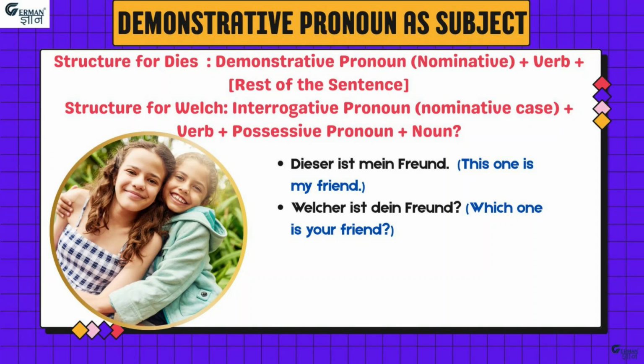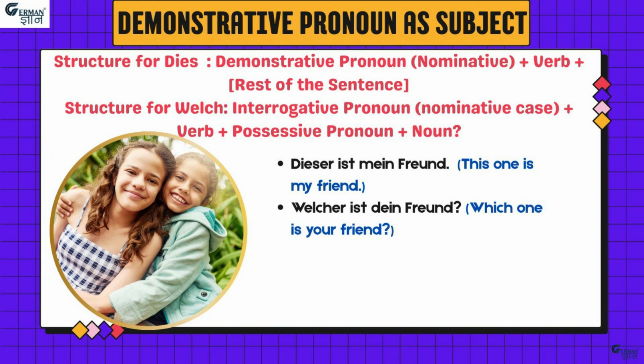Now in the structure of welche, again you have to use the interrogative pronoun in the nominative case only, because again you are using it as a subject. Then comes the verb, then the possessive pronoun, then the noun, and of course the question mark, because welche is used for questions. Now the example is, dieser ist mein Freund, meaning this one is my friend. So I have picked dieser from the nominative case. Second is, welcher ist dein Freund, meaning which one is your friend.